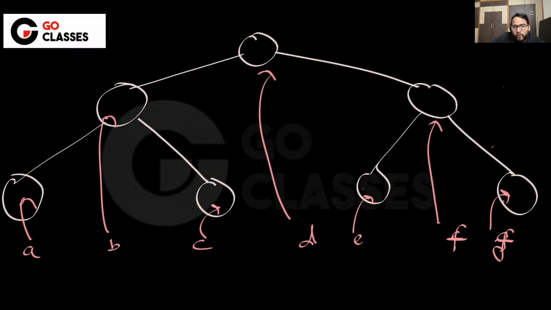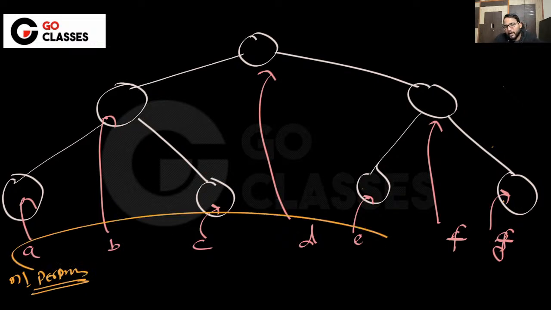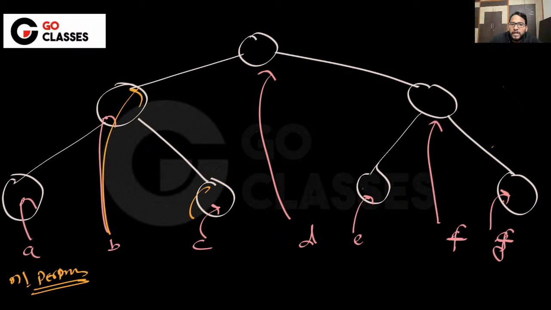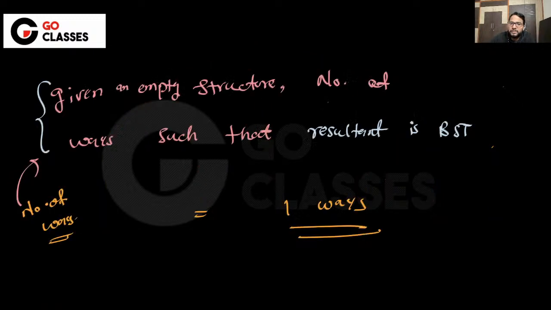See, if you do not have any requirement, if there are n nodes, there are n factorial permutations, right? There are n factorial in-orders. I mean, there are n factorial permutations that you can have here. Since there are n factorial permutations, each permutation you can fill in just one way, right? So if the resultant need not be a binary search tree, okay? Given an empty structure, the number of ways such that the resultant is a binary search tree is one way.